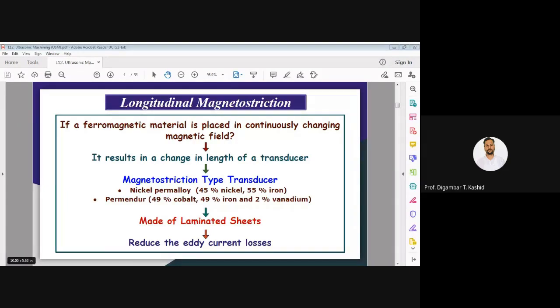Again, these transducers are made of laminated sheets, for certain reasons. The laminated sheets reduce the eddy current losses. That is why transducers are made up of laminated sheets. So if in an MCQ or exam the question arises, which type of transducer is used in ultrasonic machining, then your answer should be the magnetostrictive type transducer.